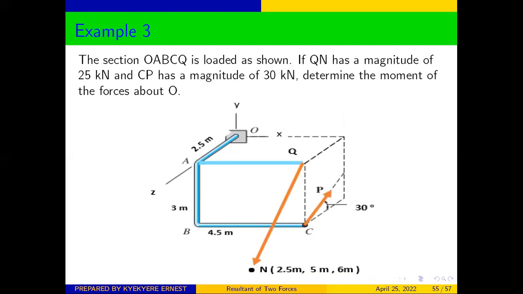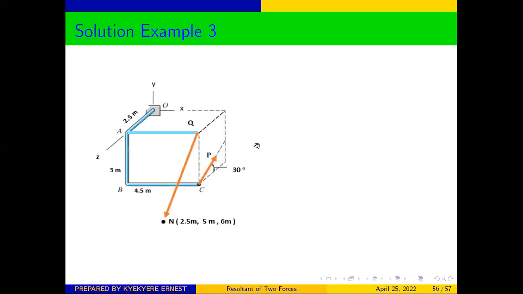The section OABCQ is loaded as shown. If QN has a magnitude of 25 kilonewtons and CP has a magnitude of 30 kilonewtons, determine the moment of the forces about O. So we are asked to determine the moment about point O. Let's look at how to solve this example.